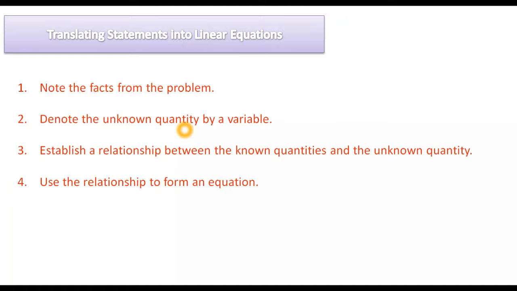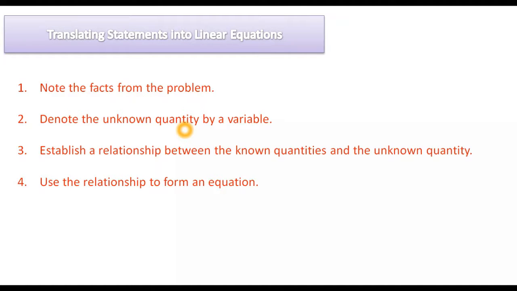Now after noting down the facts of the problem, you have to find the unknown quantity. And when you get the unknown quantity, unknown number, unknown value, you have to denote that unknown quantity by a variable, because a variable is an unknown value, right? So you can suppose any variable there, x, y, z, a, b, c, any variable you can denote that unknown quantity with.